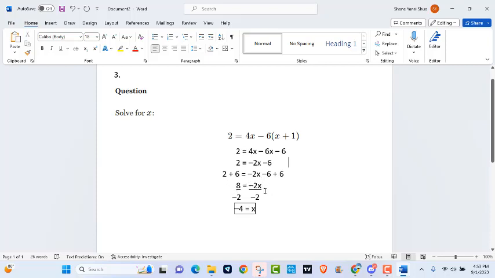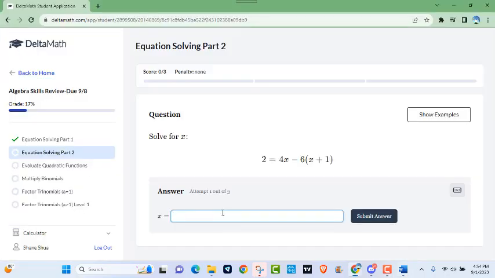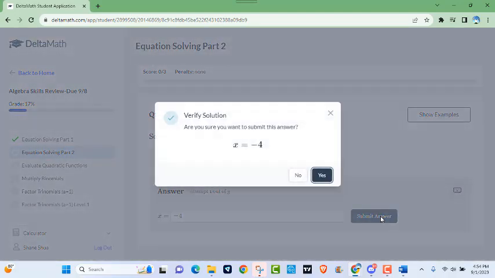Then, to get the x by itself, I'm simply going to divide by negative 2 on the right, divide by negative 2 on the left. 8 divided by negative 2 is negative 4. These negative 2's cancel each other out, and negative 4 equals x. So that's the answer we're going to place in DeltaMath. x equals negative 4. Submit the answer.